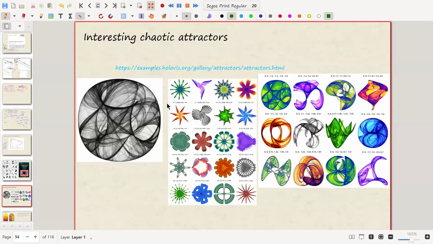It is in progress. We are thinking. So yeah, you can find from these websites. I've just taken a snapshot from HoloVis, examples to HoloVis. You can go to this and see that these chaotic attractors are something more than just points.